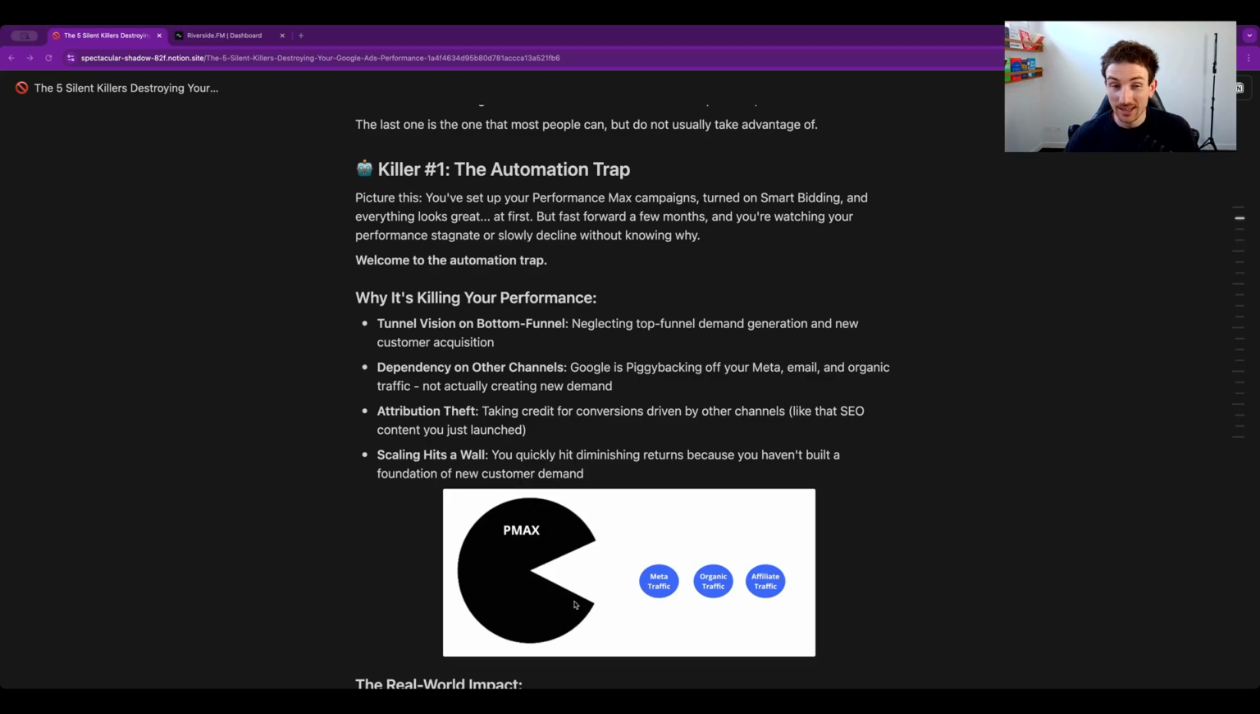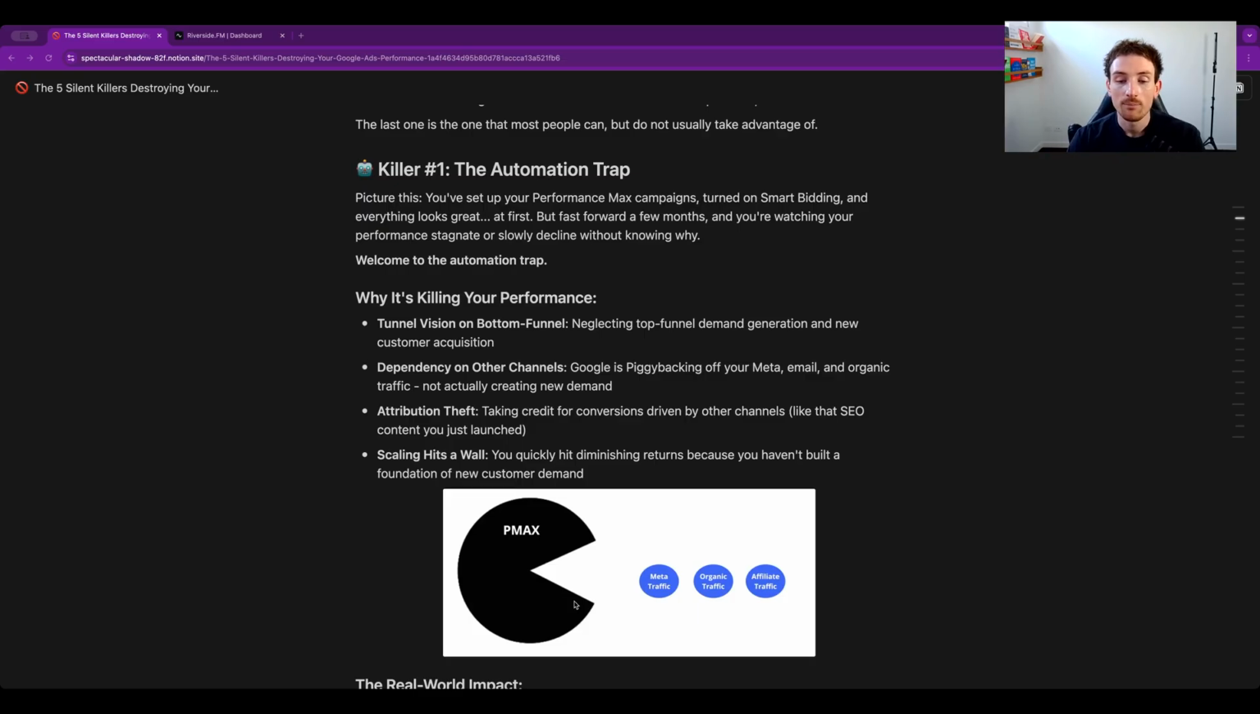So this is basically just a lazy setup. If you're very heavily reliant on automated setups and Performance Max campaigns, you're very much reliant on bottom of funnel conversions. And what can happen with this setup is Google becomes very reliant on other channels performing in order to perform, because you're using automated setups which have inbuilt retargeting, which essentially means that Google is piggybacking off of the performance of Meta. So it's basically retargeting your web traffic from those other sources and then taking credit for those conversions. So I've written some of the details here, but that's essentially the crux of it.